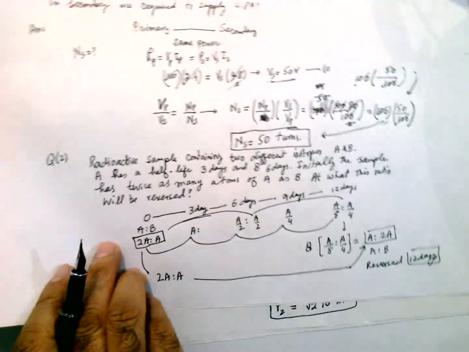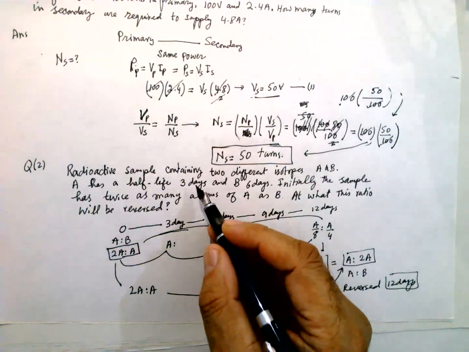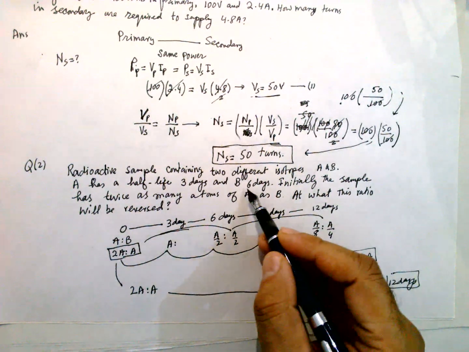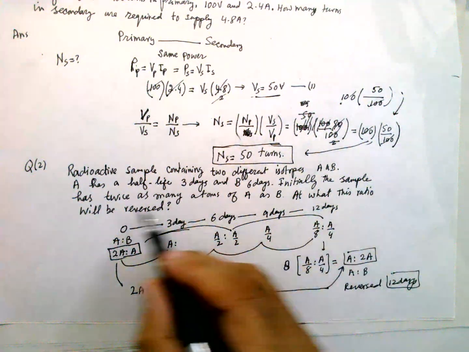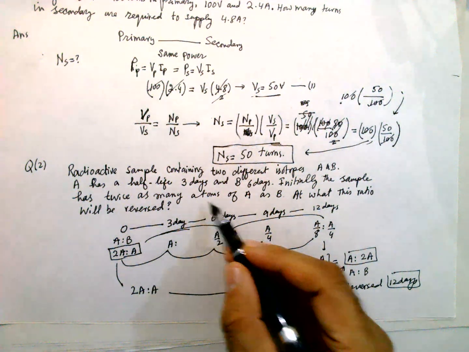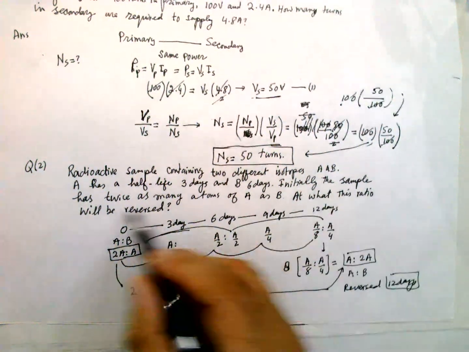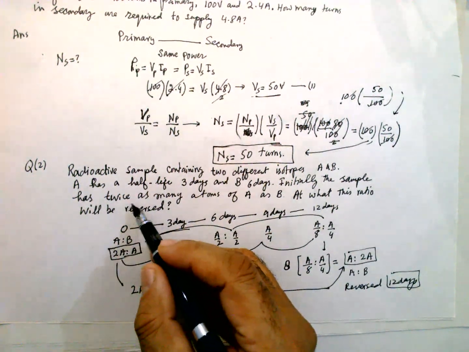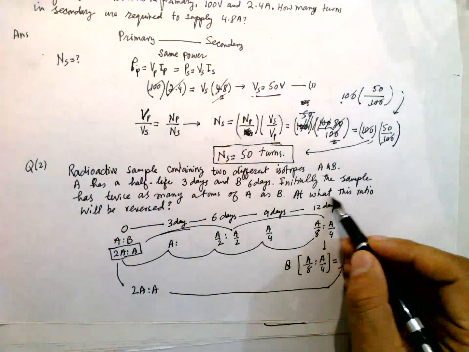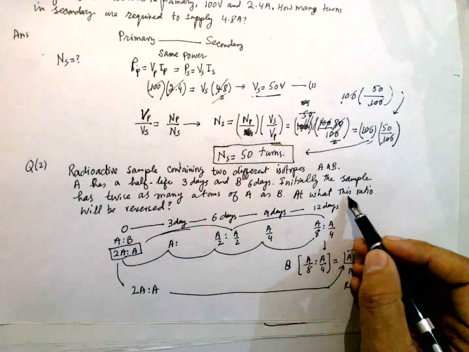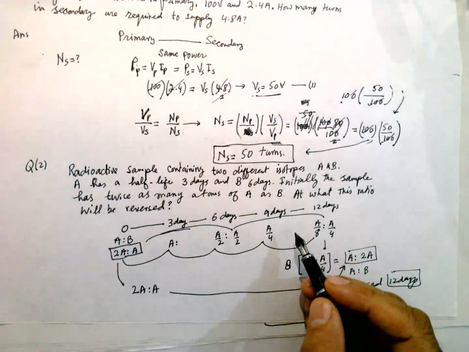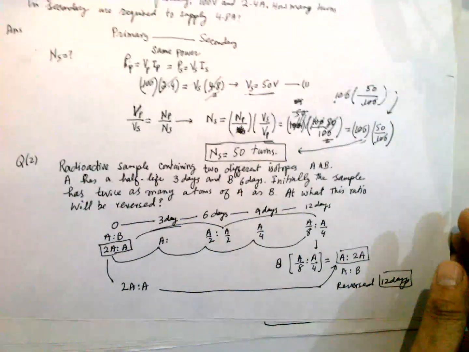So question number 2. A radioactive sample containing two different isotopes, A and B. A has a half-life of 3 days and B has 6 days. Initially, the sample has twice as many of A as B. At what time will this ratio be reversed? So from double to half.